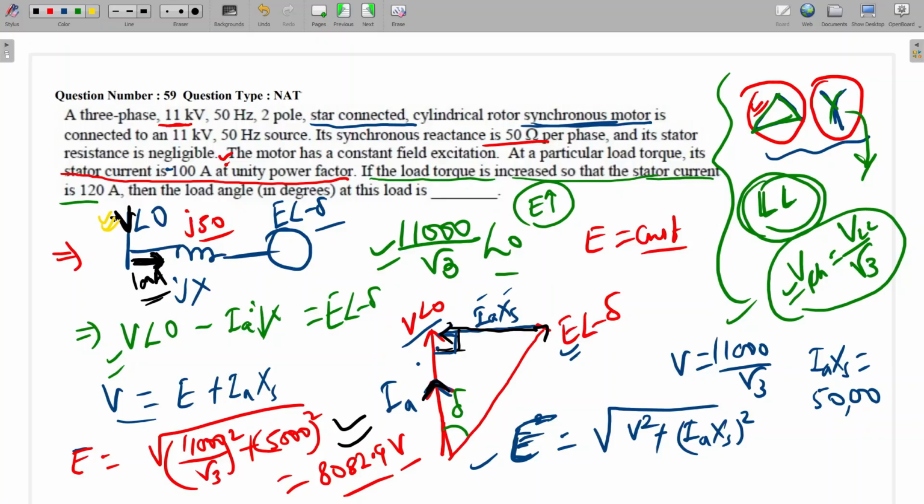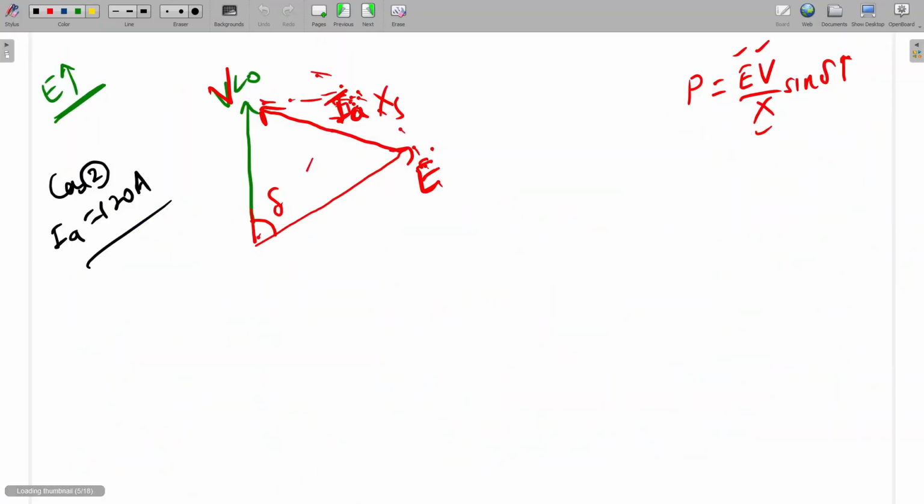Yes, sir. Okay. So the second case phasor is clear to all. See, E will be constant. It is already told in the question that excitation is constant, so the magnitude of this EMF will be constant. We are increasing the load torque. Load torque increasing means P increasing, and P increasing means delta will increase, so delta will increase in this direction. But E magnitude will be the same and V magnitude will be the same.